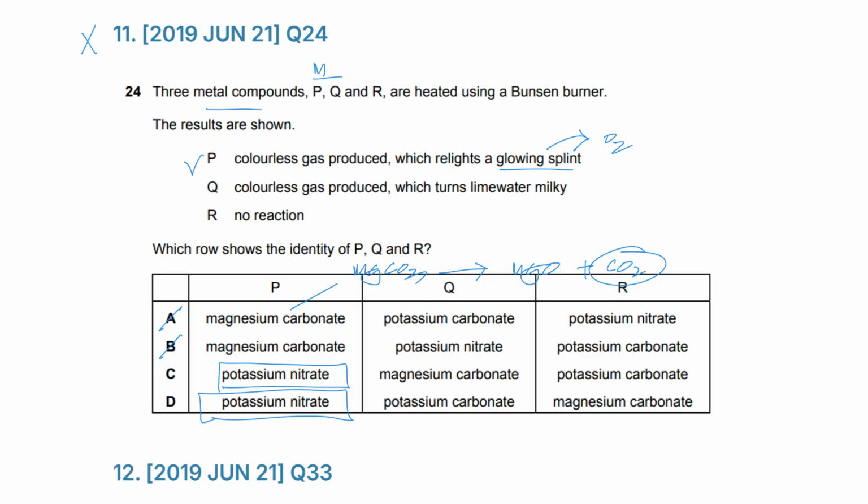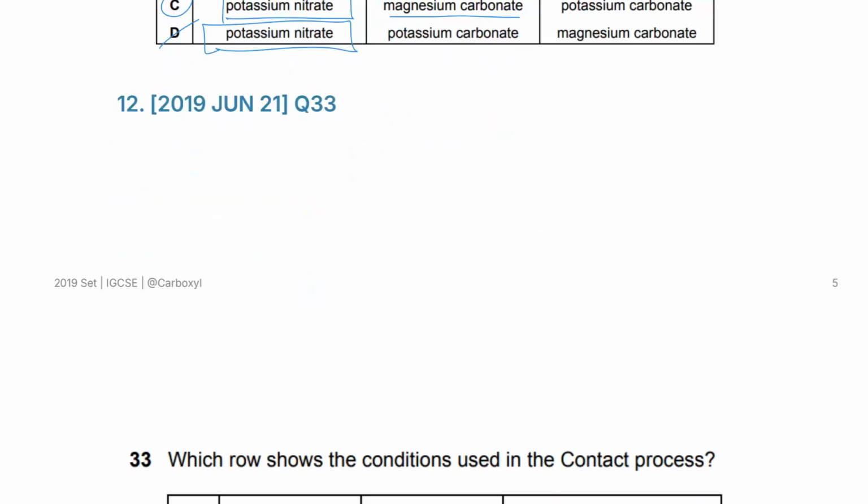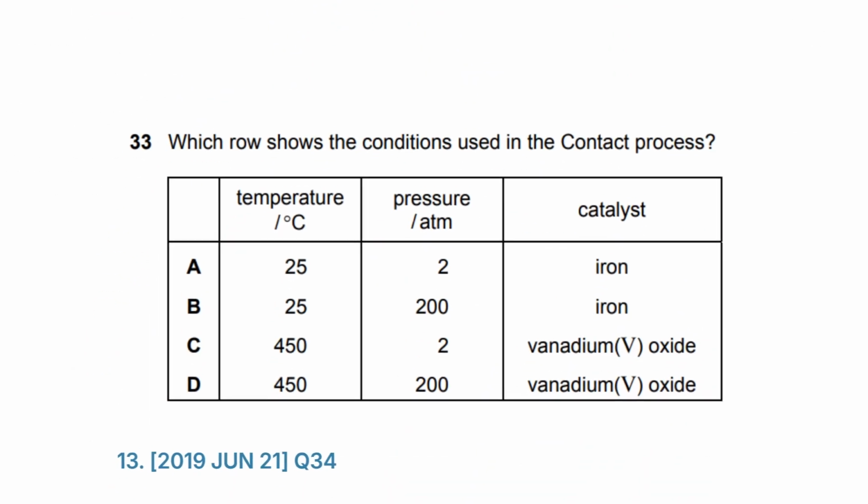Yeah? Do you need to know this? No, you don't. For Q, it says a colorless gas is produced which turns lime water milky, and you know that colorless gas is carbon dioxide, and that should have been produced from a group 2 metal carbonate, which is magnesium carbonate. Therefore I would go with C, not D, because potassium carbonate does not produce carbon dioxide. Did you need to know this? No, you did not. Moving on to MCQ 12.